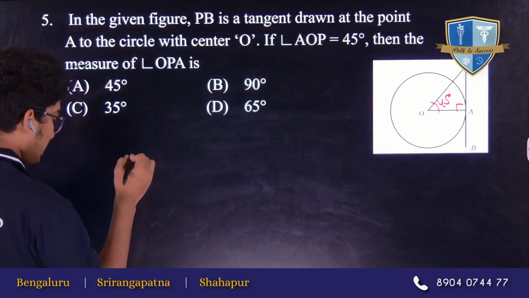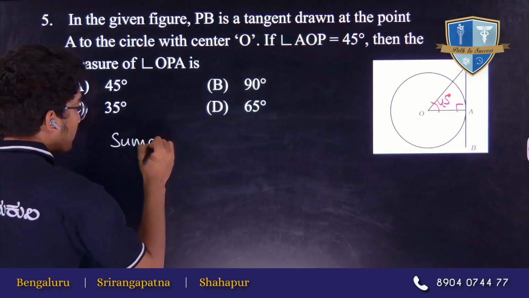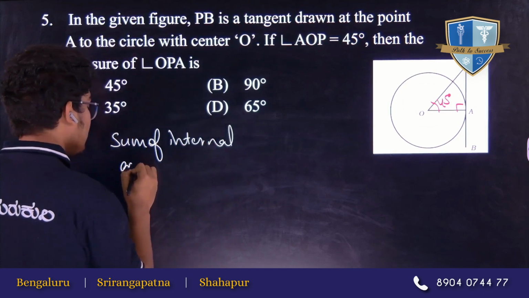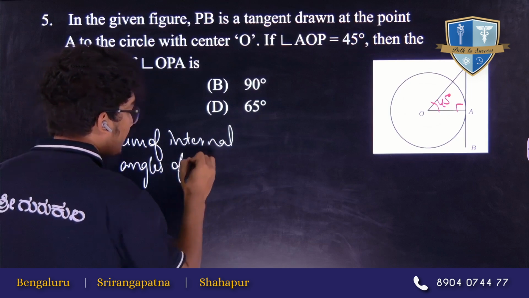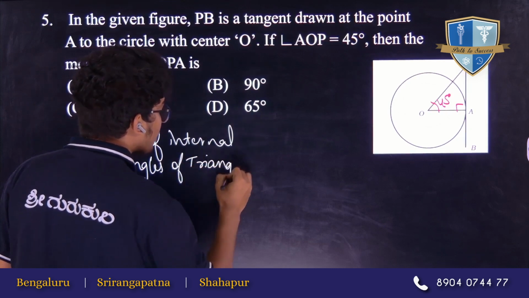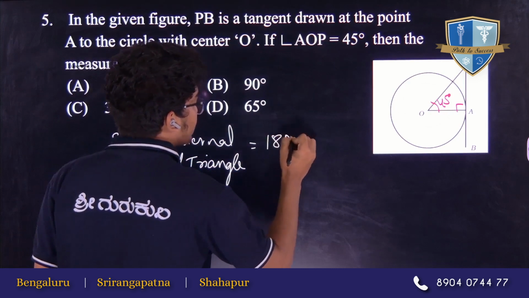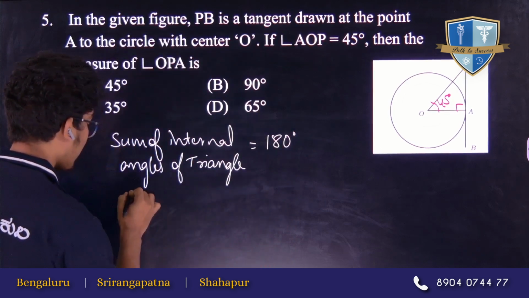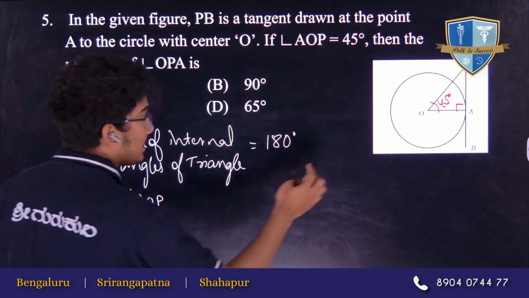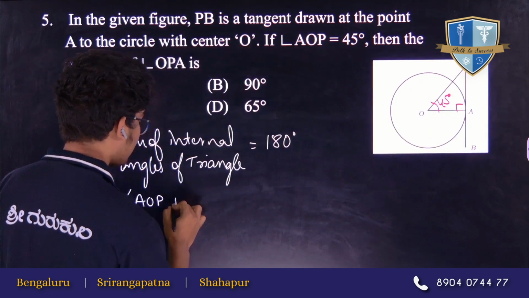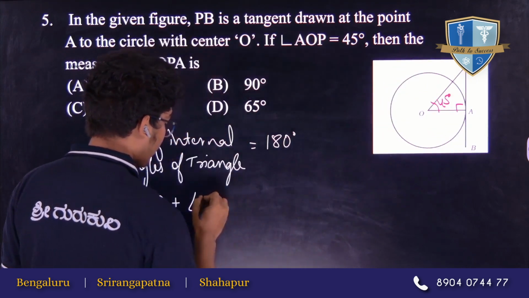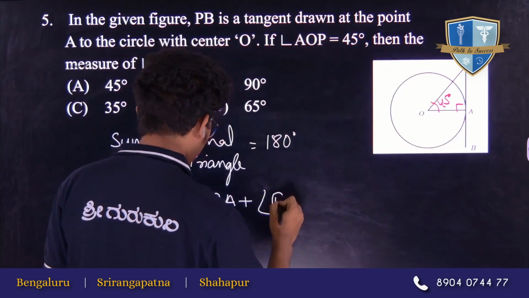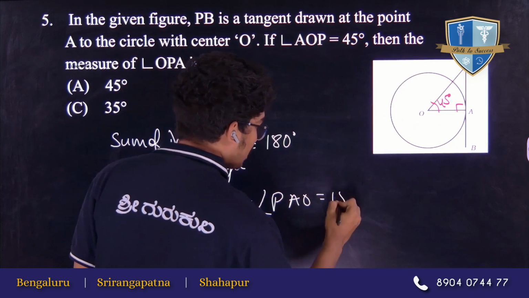And one thing we know is that the sum of internal angles of a triangle is equal to 180 degrees. Correct? Sum of internal angles means in a triangle there are three internal angles. One will be angle AOP plus angle OPA plus angle PAO, which will be equal to 180 degrees.